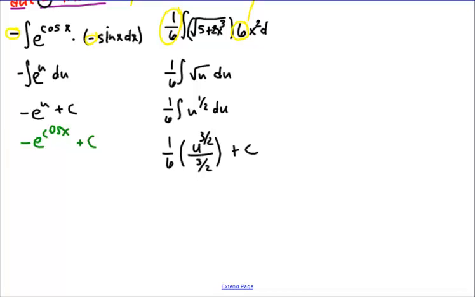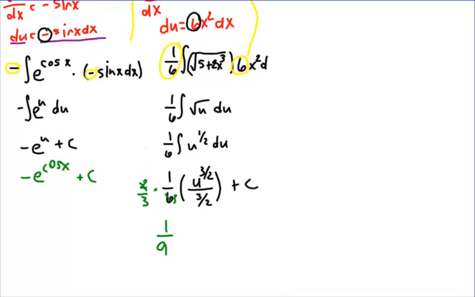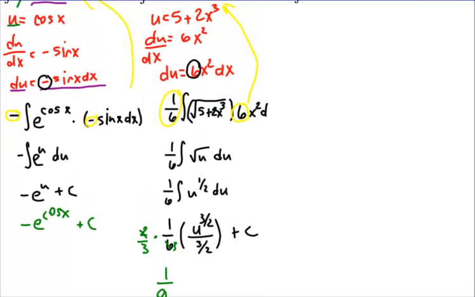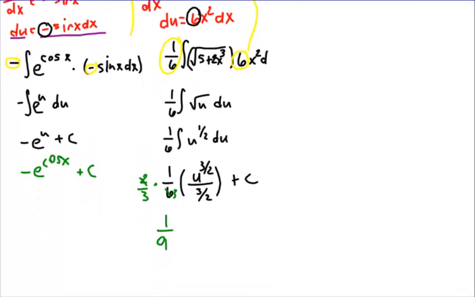So how does this really look? Well, you multiply by the reciprocal, so I'm going to multiply by 2/3 here. So I'm going to end up with 1/9 u. Okay, what was u? u is 5 plus 2x cubed. So the answer is 1/9 times 5 plus 2x cubed to the 3/2 power plus c.